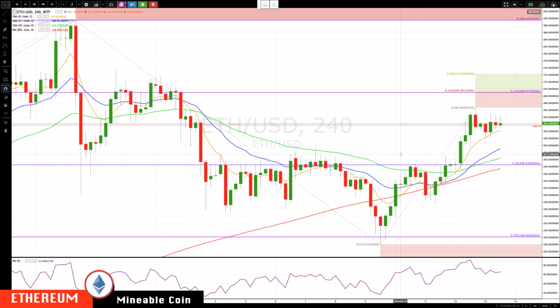Switching over to Ethereum. Ethereum, even more interesting pattern. So we had a horizontal channel forming, breaking to the downside, coming back in the horizontal channel, then breaking to the upside. So when we see a pattern like this, when it breaks one direction, then reverses, we start watching for the breakout on the other side.